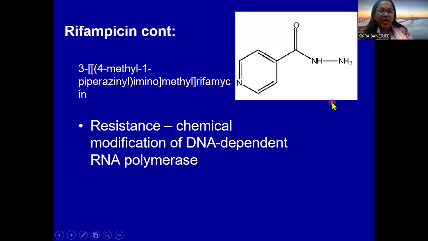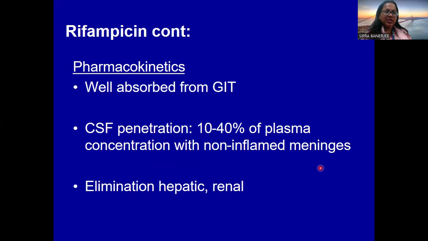This is the structure, where you can see the 3-methyl, 4-methyl piperazine. This moiety is known as piperazine. Resistance to rifampicin occurs by chemical modification of DNA-dependent RNA polymerase. If the DNA-dependent RNA polymerase enzyme is modified, then this drug cannot act, and the drug will be resisted.